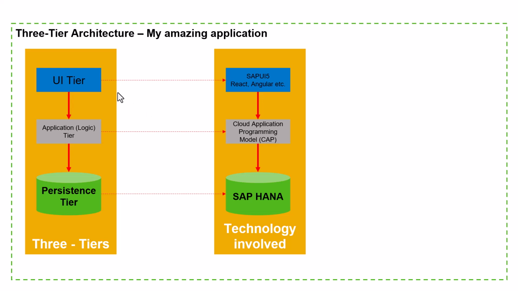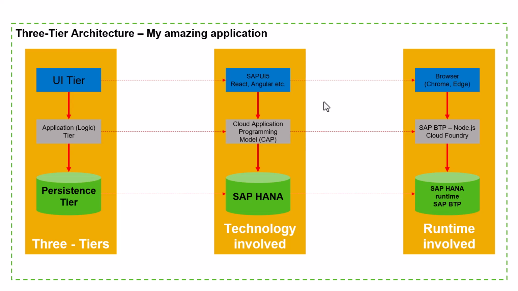So these are the three layers that we will be working on. And if we map some technologies to these tiers, then for the UI tier, if you're working with SAP ecosystems, you will be building applications with SAP UI5. But you can also build applications with React, Angular, or any of the other JavaScript libraries. On the application logic tier, you would be building applications with the CAP programming model. And for the persistence layer, you would be using SAP HANA.